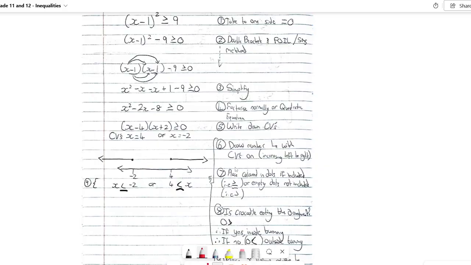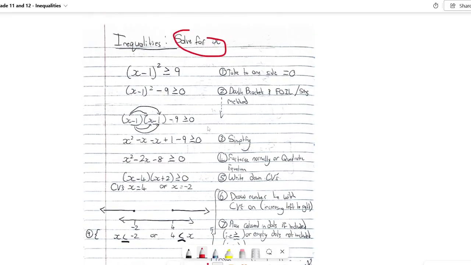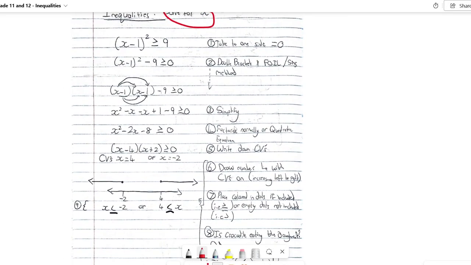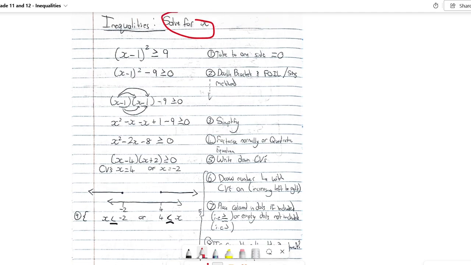I know some people get confused with where to place the inequality once we've got our critical values. So we're just going to break down a question here and see if this method works better for you than trying to look at the parabola and interpreting the parabola. We're going to start here up at the top.